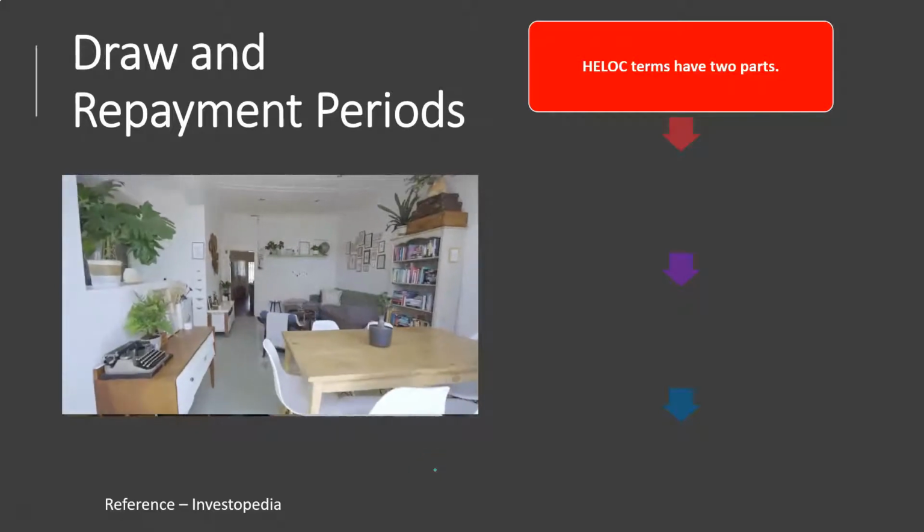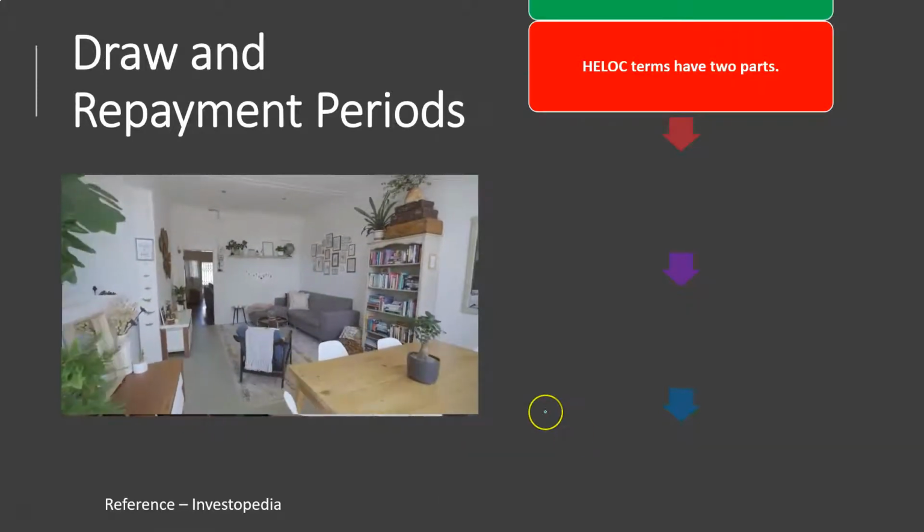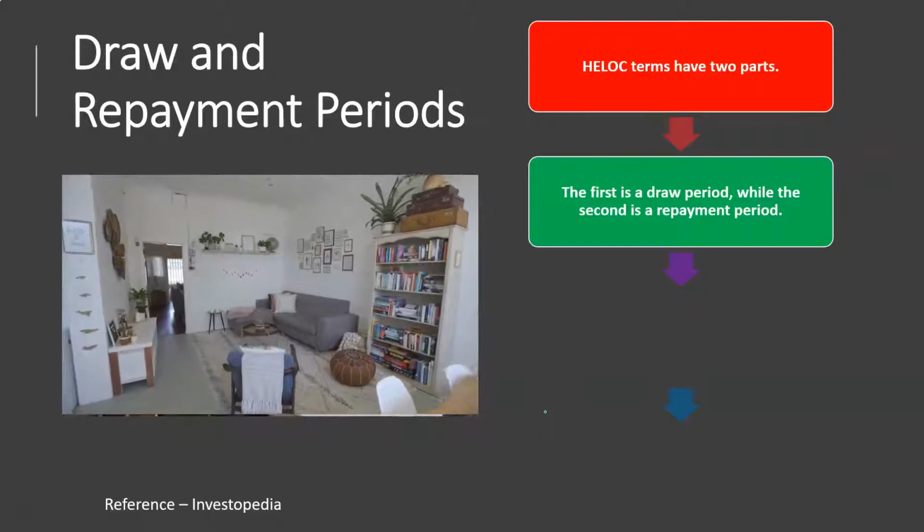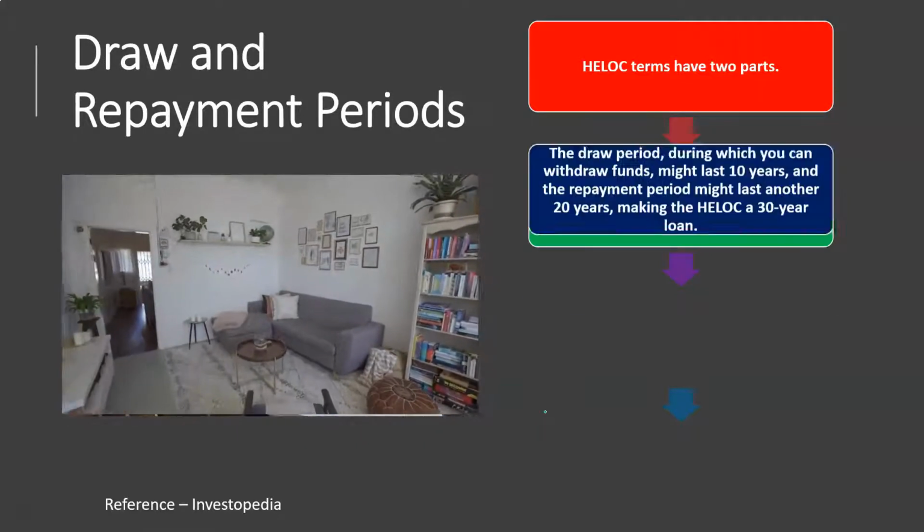Draw and repayment periods. HELOC terms have two parts. The first is a draw period, while the second is a repayment period.